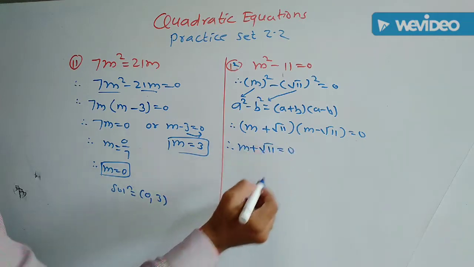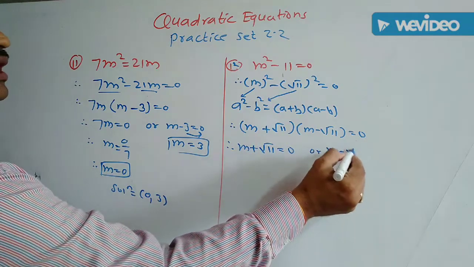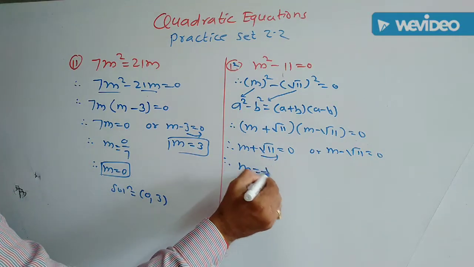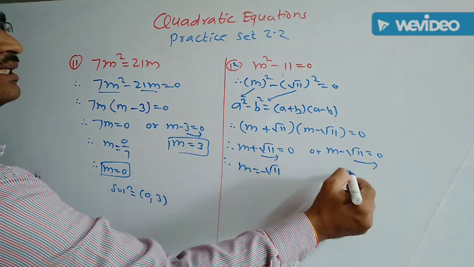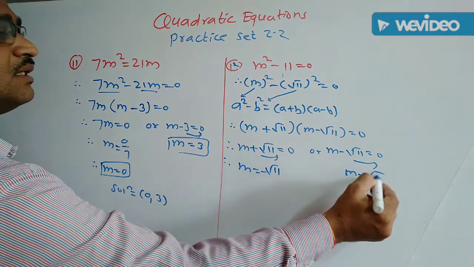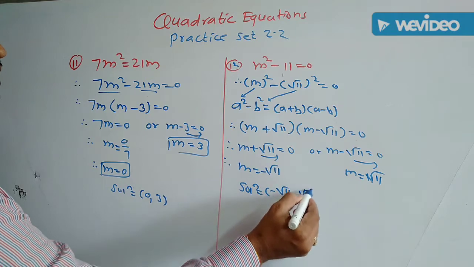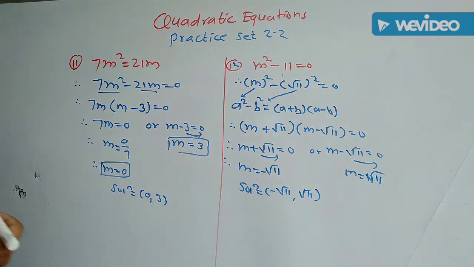Therefore m plus root of 11 is equal to 0, or m minus root of 11 is equal to 0, and plus gets converted to minus, and minus gets converted to plus, and therefore the solution is minus root of 11 and plus root of 11.